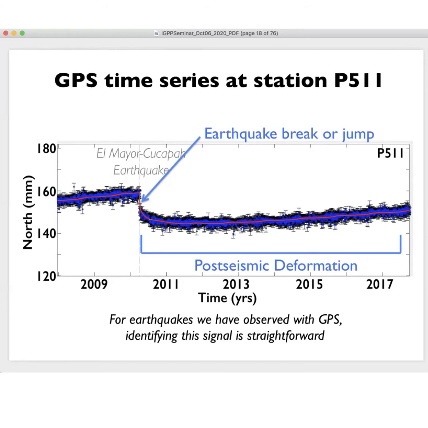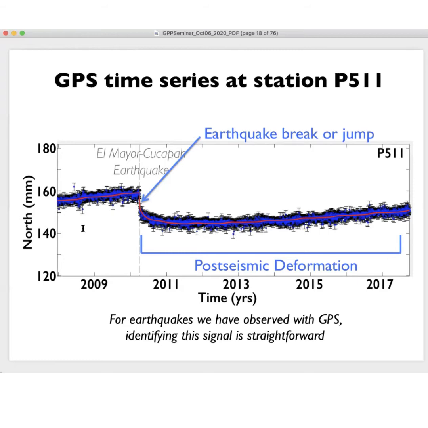And so over time, this station is going to keep moving to the south, but that southward motion is going to decay more and more over time. And eventually, after a period of years, or maybe a longer period than we see here, the velocity is going to match its pre-earthquake or interseismic velocity.